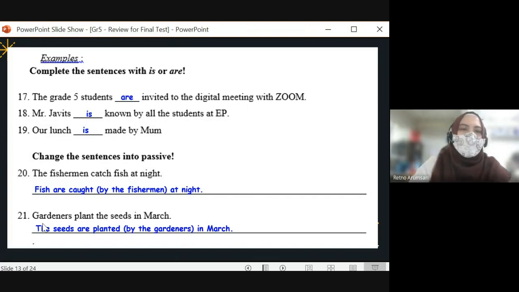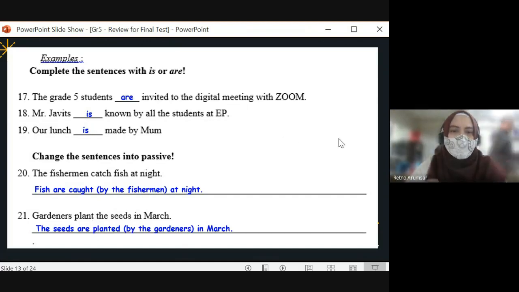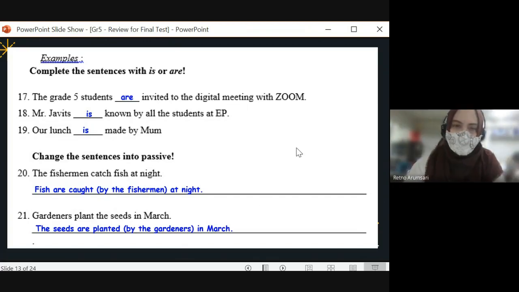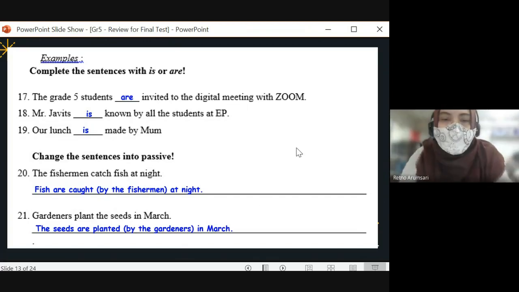Put the object first and then is or are and then the verb three of this. That's for changing active sentences into passive sentences in present simple. How do you know that it is present simple? From the verb used in the sentence. It's a verb one. Plant and catch are verb ones. All right. Copy that. Done. Copying.